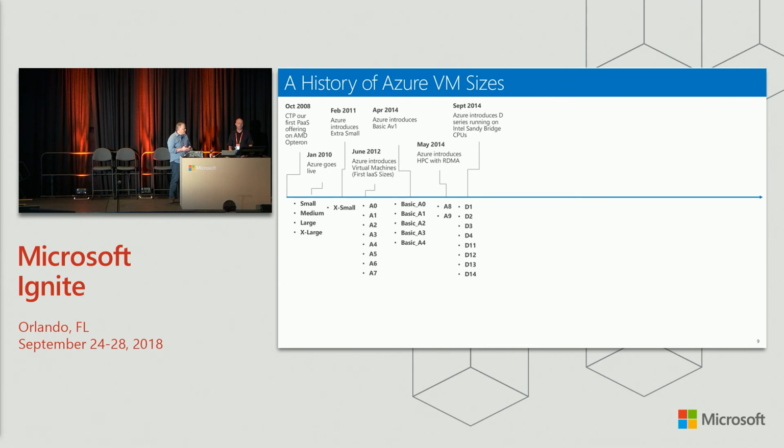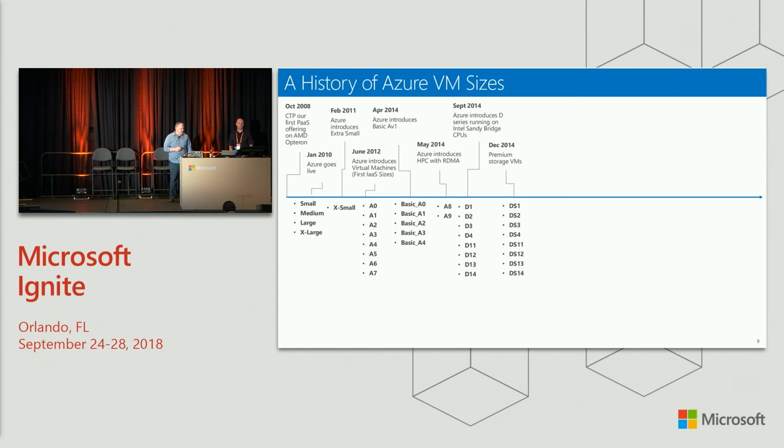Then we introduced the first set of sizes that we call the D series, and in fact, the D series exists today as kind of the workhorse VM. This is kind of our general purpose focus of VM. This is the first set of VMs that used SSDs as the local storage on the machines. Now you see most of our sizes, there's a few exceptions after this, but most sizes continue to use SSD for local storage.